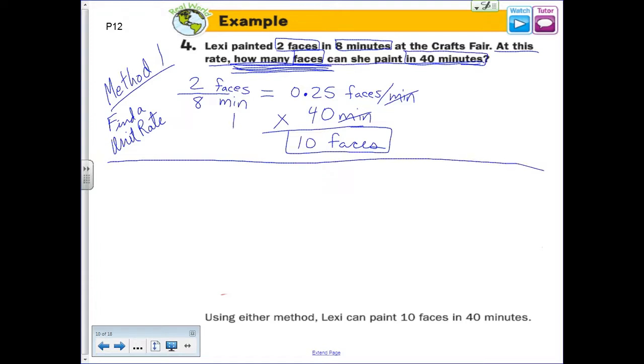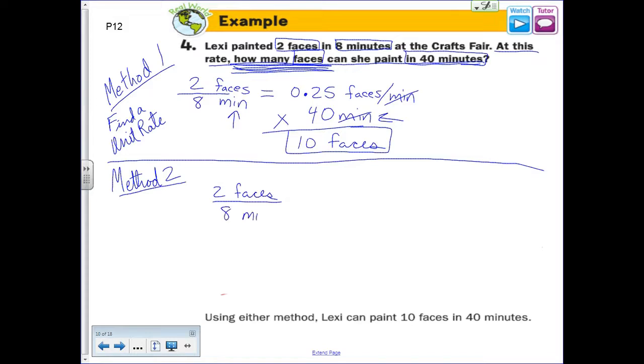Notice the time has to be the same. So if we're given minutes and hours, we've got a whole bigger problem to face. As long as we have the same unit of time, this works. So let's go back and do method two. We're going to do the same problem, but instead of finding a unit rate, we're going to do something different. It says the same question, and we have the same rate. She can paint 2 faces in 8 minutes.